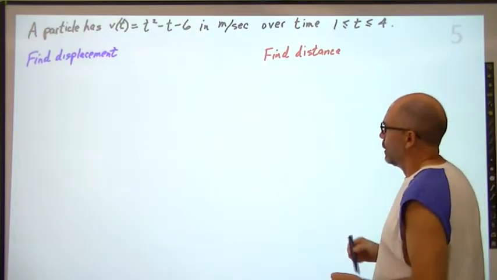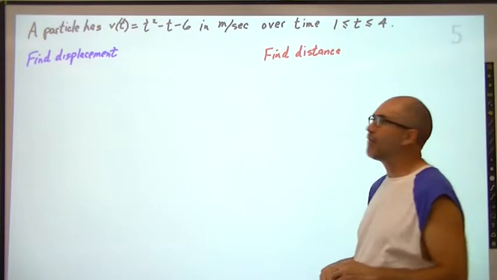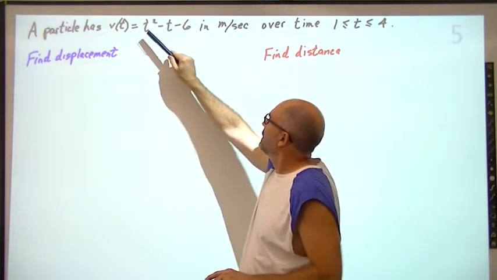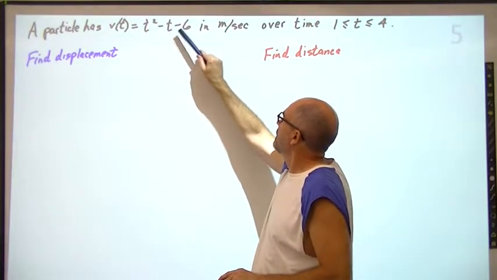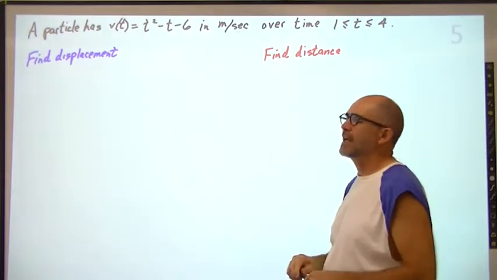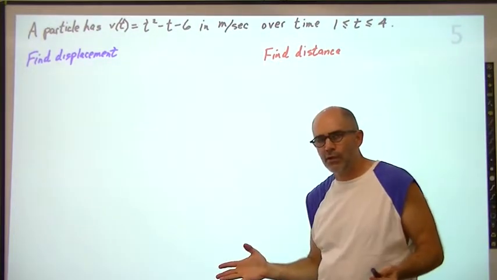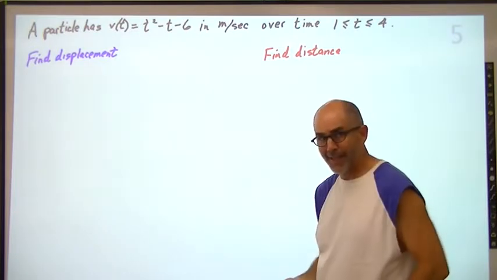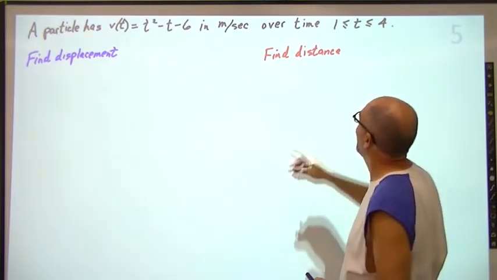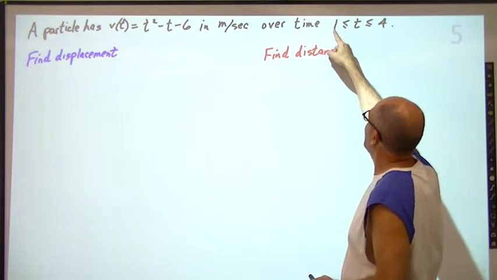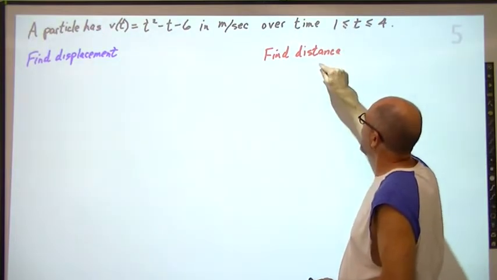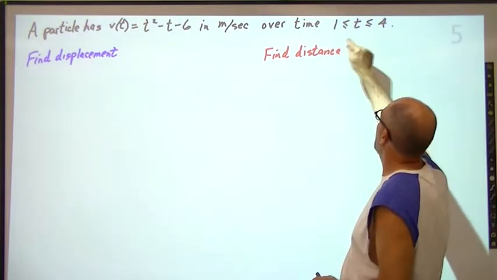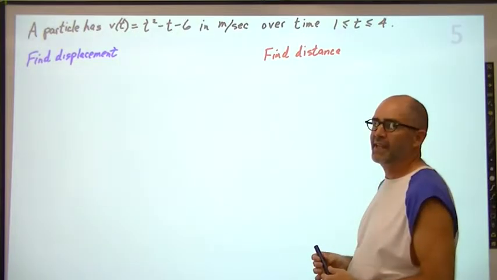We have a particle. Now the velocity of our particle is t squared minus t minus 6 in meters per second. Now we're interested in the displacement and the distance of our particle between 1 and 4 seconds.